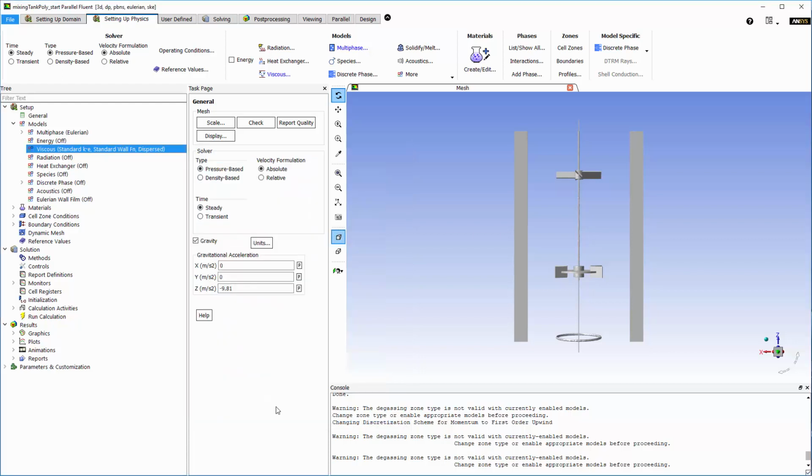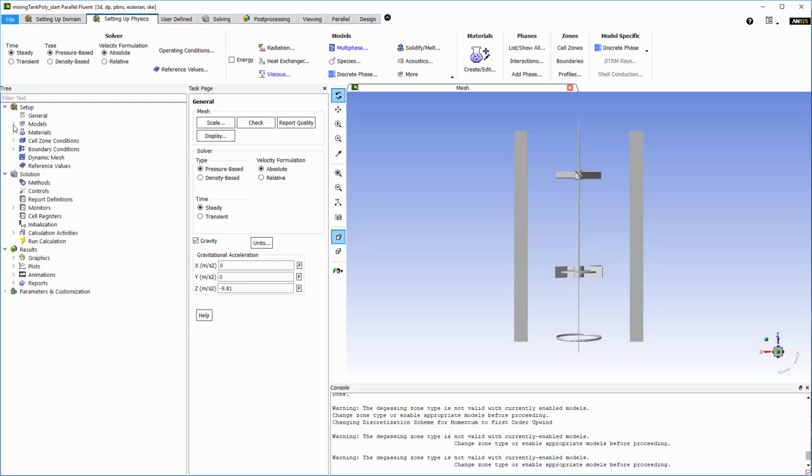Using these model settings, I could run a multi-phase reference frame simulation which provides steady-state data, or a moving mesh simulation which provides transient data. For my analysis, I only need steady-state data, so I'll set up the computationally less expensive multi-reference frame, or MRF simulation. This concludes part 1 of this demonstration.